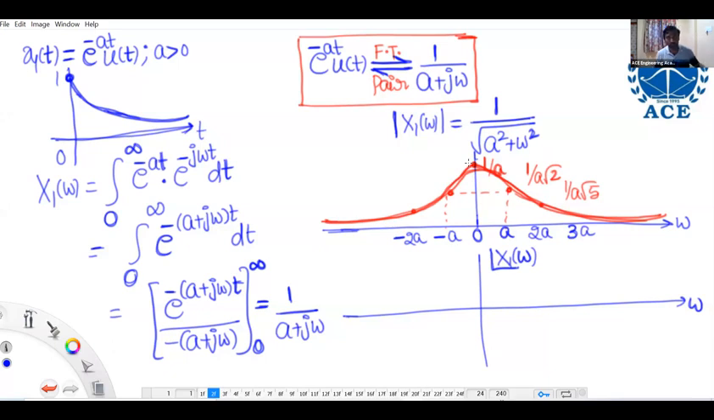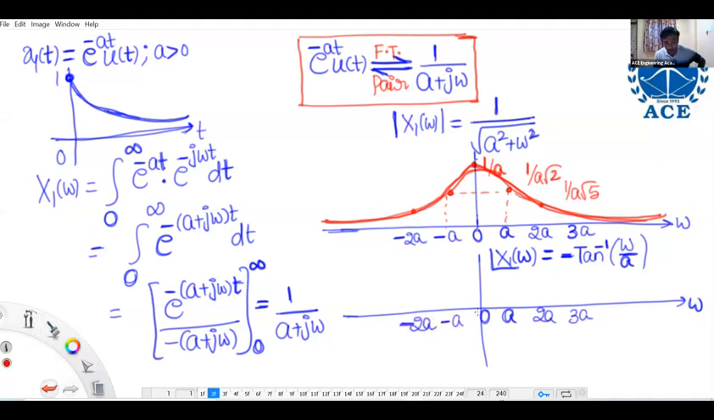Okay. What is the phase angle? You should respond, sir. What is the phase angle? 1 by a plus j omega. For 1 by a plus j omega, what is the phase angle? Minus tan inverse of omega by a. Let us observe for the same frequency points.